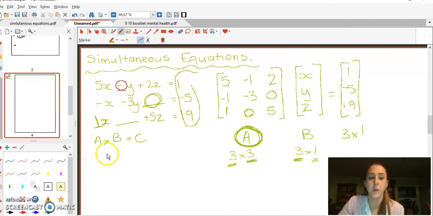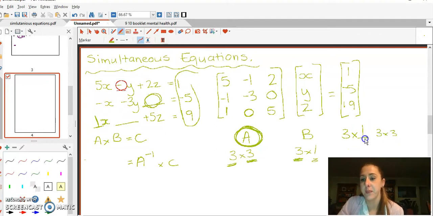So we would be going the inverse of A multiplied by C. Now remember that that is because of the order issue. So the inverse of A is going to be a 3 by 3, and we're going to multiply it by C, which is a 3 by 1. If we went the other way, it's going to be a 3 by 1 multiplied by a 3 by 3.